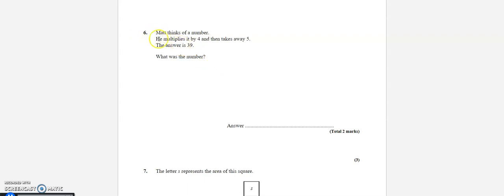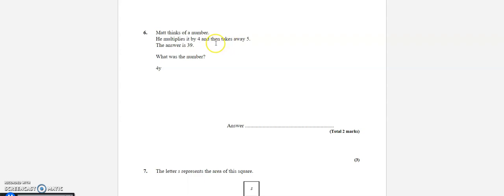So what we're going to do is we're just going to take this step by step. So Matt thinks of a number. We don't know what that number is. So what we can do is we can use a letter like Y, say, to be the number that Matt is thinking of. Then what we need to think about is what he does next. So he multiplies Y by 4. So if we had Y and we multiplied it by 4, we'd actually end up with 4y. We've got 4 lots of y now. So it's 4 times whatever his number happens to be.